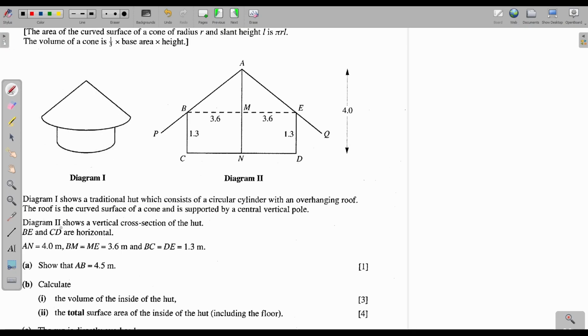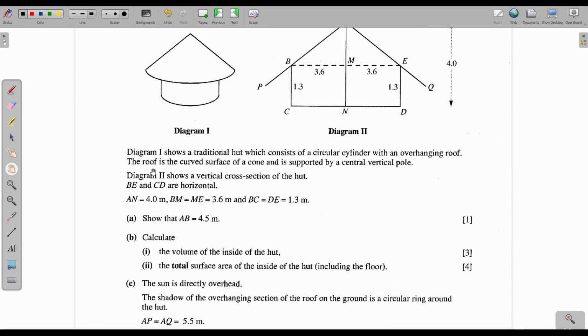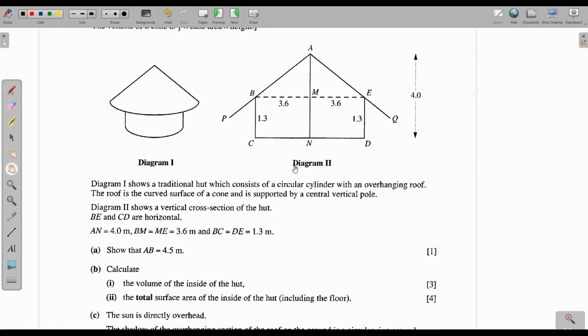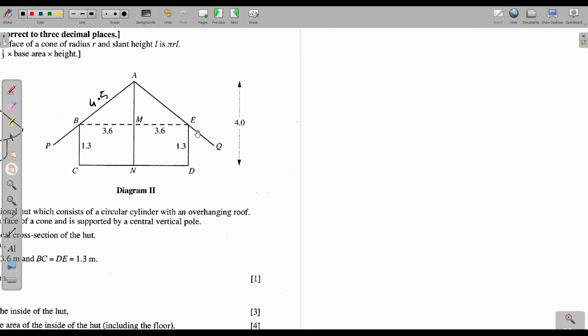BE and CD are exactly horizontal and straight. AN is equal to 4, which is shown here. BM is equal to ME, which is equal to 3.6, and BC is equal to DE, which is equal to 1.3. Show that AB is equal to 4.5. So they want us to show that this is equal to 4.5 firstly.